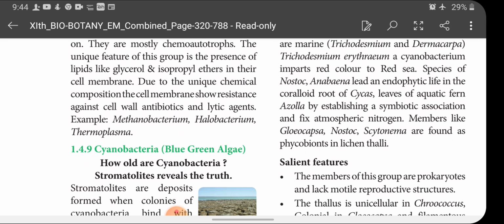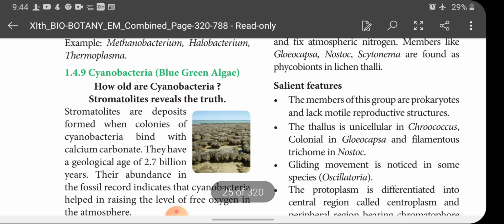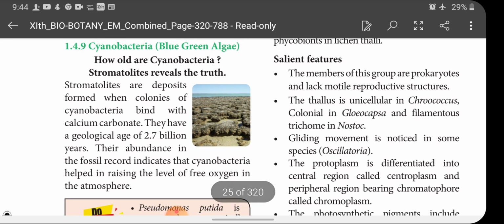Next one is Cyanobacteria, otherwise called blue-green algae. How old are cyanobacteria? Stromatolites reveal the truth. Stromatolites are deposits formed when colonies of cyanobacteria bind with calcium carbonate. What are stromatolites? They are nothing but colonies of cyanobacteria bound with calcium carbonate forming a rock-like structure. This is called what? Stromatolites.